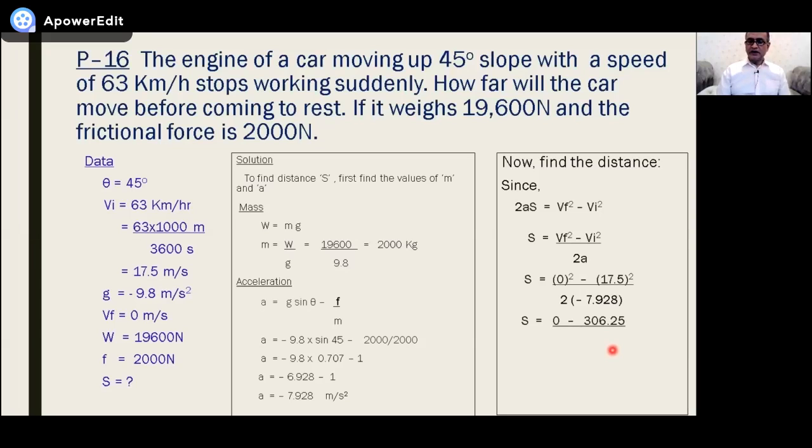Multiplying 2 by 7.928, it will give you minus 15.856. Subtracting 306.25 from 0, it will give you minus 306.25 divided by minus 15.856. And finally, minus minus cancel, the answer is 19.31 meter. So in this case, since the frictional force is there, the car will cover just 19.31 meter before coming to rest when the engine of the car is stopped.